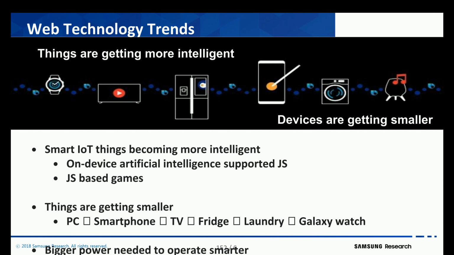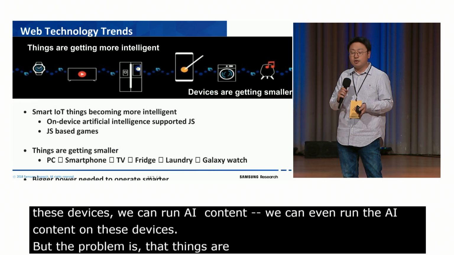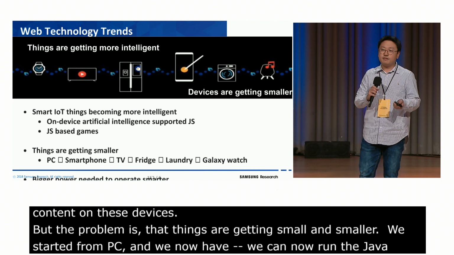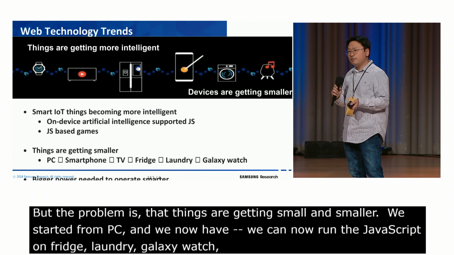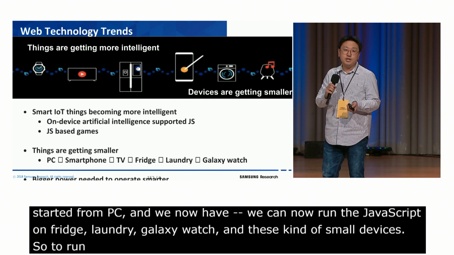But the problem is the devices are getting smaller and smaller. We started from PC, but we can now run JavaScript on fridge, laundry, and Galaxy Watch, and these kinds of small devices. So to run these complex contents on these small devices, we need a new solution.